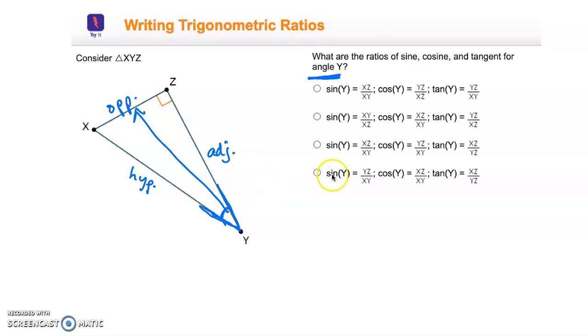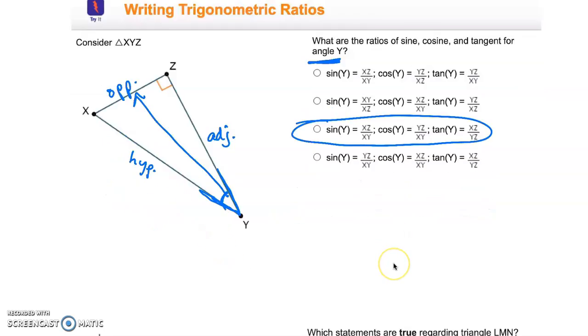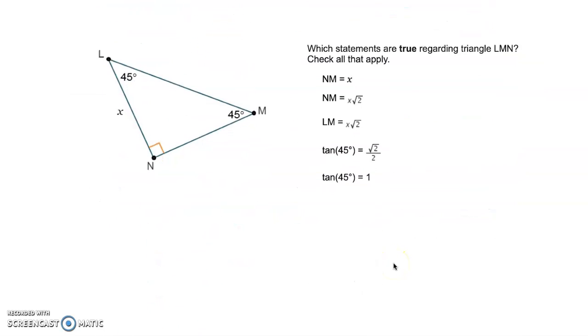Once we know that, I want you to pause and mark the one that shows these. All right, in relation to angle Y, these should be your ratios. Sine is the opposite XZ over XY, the hypotenuse, cosine is YZ over XY, and tangent is the opposite XZ over the adjacent YZ.